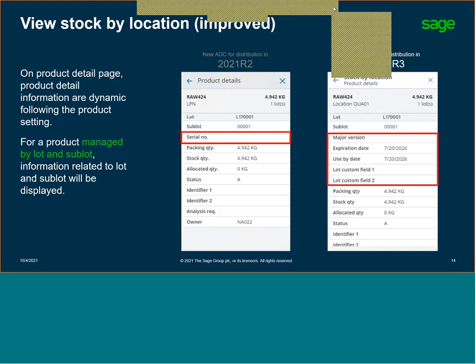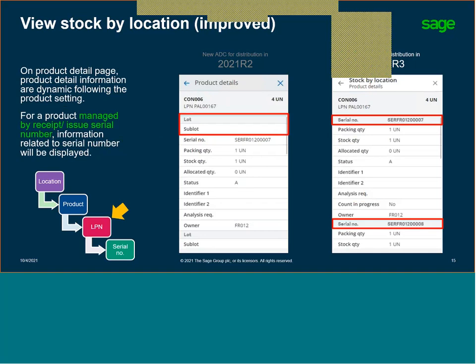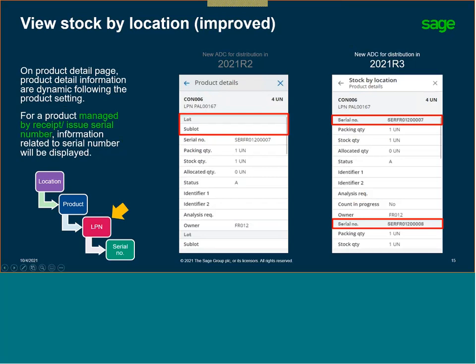Okay. So next, for the products that are serial number managed with a receipt issue method, it has also been improved. So now it's dynamic. Here it's an example with the stock by location. As you can see, for the same product that is serial number managed, in the previous version, the system used to display lot and sublot fields, whereas it's no longer displayed because it's not lot managed. And here we have the details of the serial numbers. Just a remark also, for this product, as it is stored in LPNs, license plate numbers, when you select first the location, then your product, then your LPN and the serial number, you can see the details.